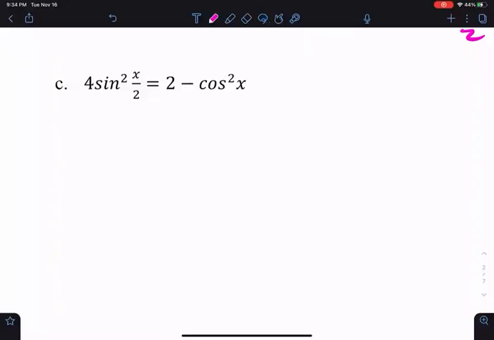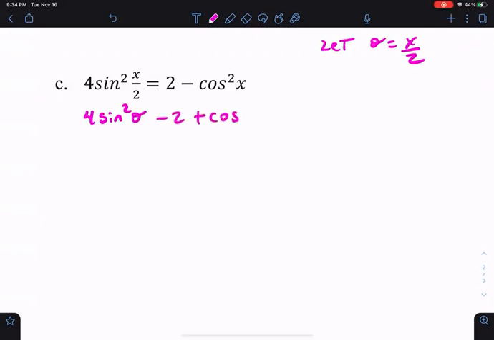Okay, so I'm going to do this problem because it was a little tricky. We do the same thing we did before. Let theta equal x over 2. So this is 4 sine squared theta, and then you subtract 2, and then you add cosine squared, and you know that x should be 2 theta. So this is equal to 0.